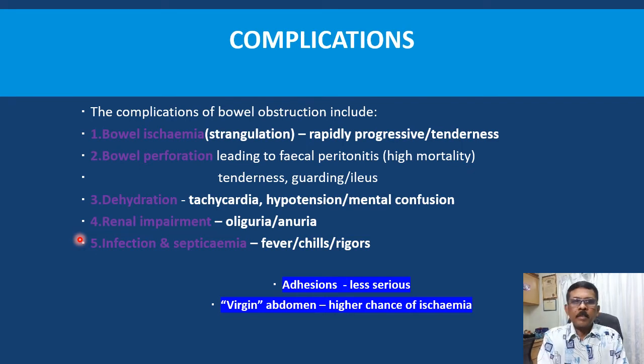And finally, infection and septicemia. When the bowel is obstructed and distended, the barrier for bacteria to migrate through the wall into the circulation is broken, and as a result, patients go into bacteremia and septicemia. So you watch out for fever, with high fevers, with chills and rigors, very important.